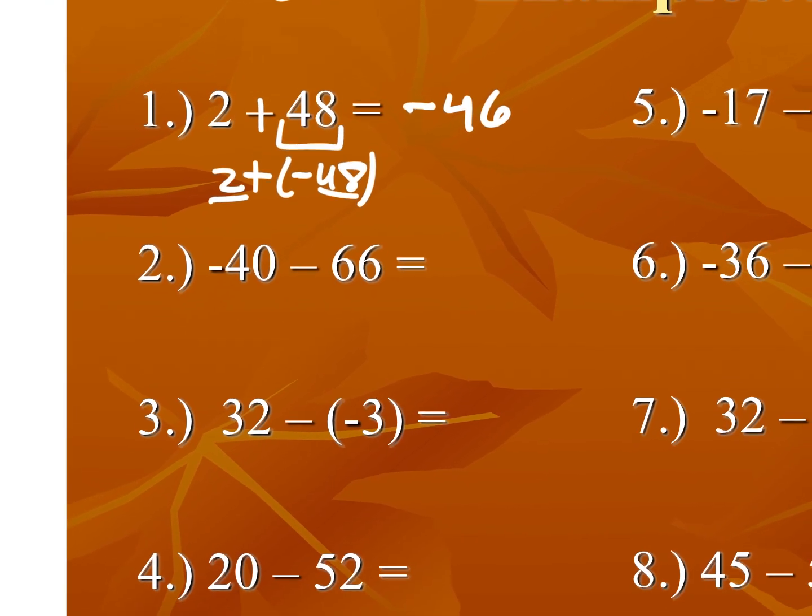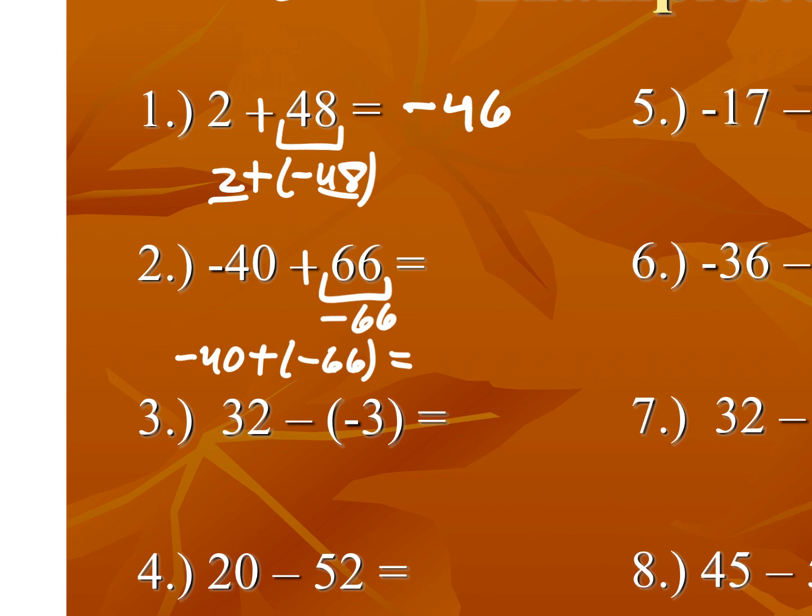And now for number 2, same process as before. I have a negative 40 minus 66. So first step, change the subtraction to an addition. Change the 66 to its opposite, so negative 66, and then follow the rules for addition. So we end up with negative 40 plus negative 66.